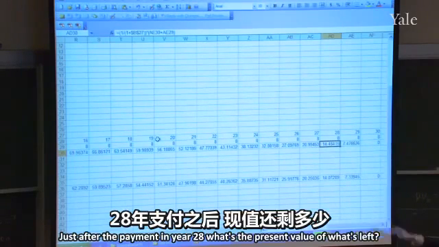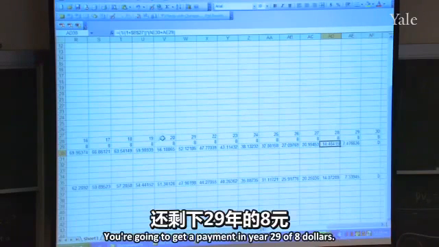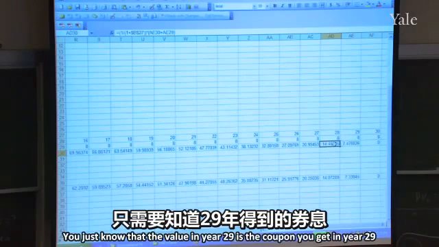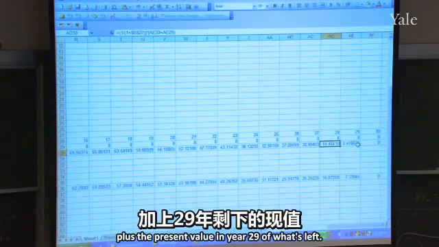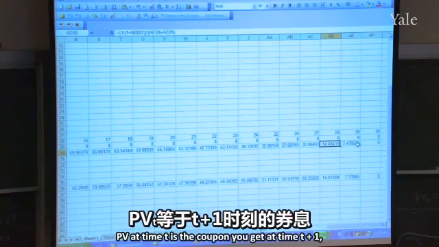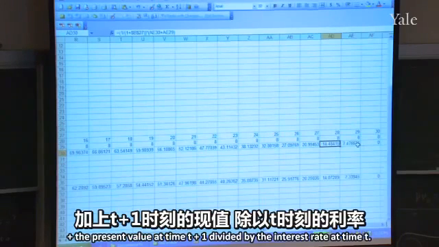So just after the payment in year 28, what's the present value of what's left? You're going to get a payment in year 29 of $8. You're also going to get one in year 30, but you don't care about that. You just know that the value is the coupon you get in year 29, plus the present value in year 29 of what's left. The PV at time t is the coupon you get at time t plus 1, plus the present value at time t plus 1, divided by the interest rate at time t.